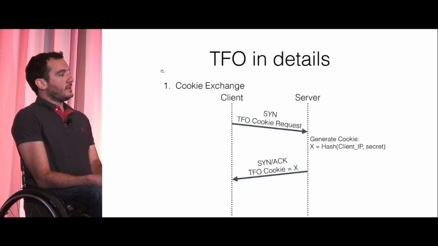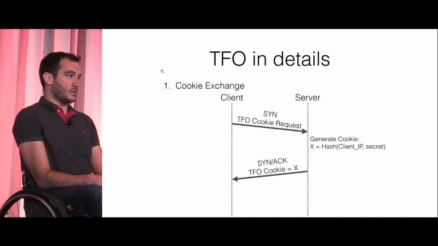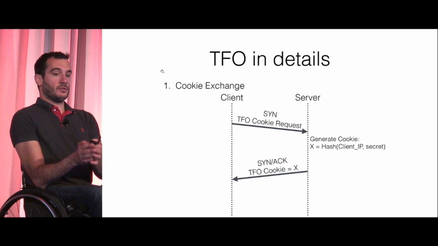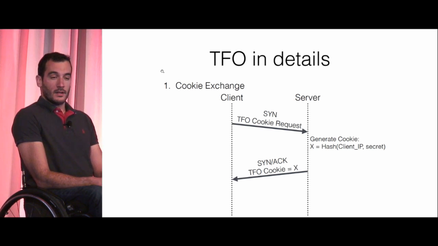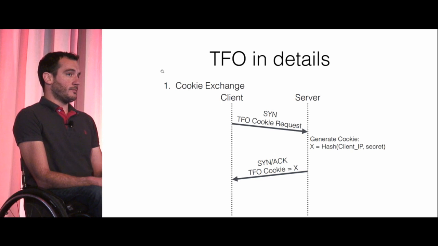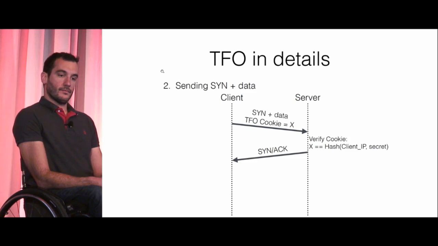Why is it using the client IP inside the cookie? Well, it is to protect against the denial of service attacks. That way, an attacker who is spoofing IP addresses cannot attack the server, because he doesn't know the cookie that would correspond to the specific client IP. And the server then, when he has generated this cookie, will send it back to the client as part of the TFO cookie option inside the TCP option space.